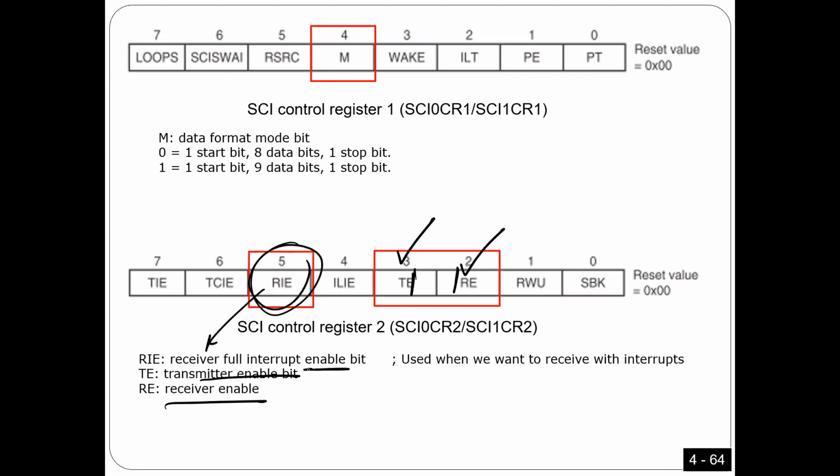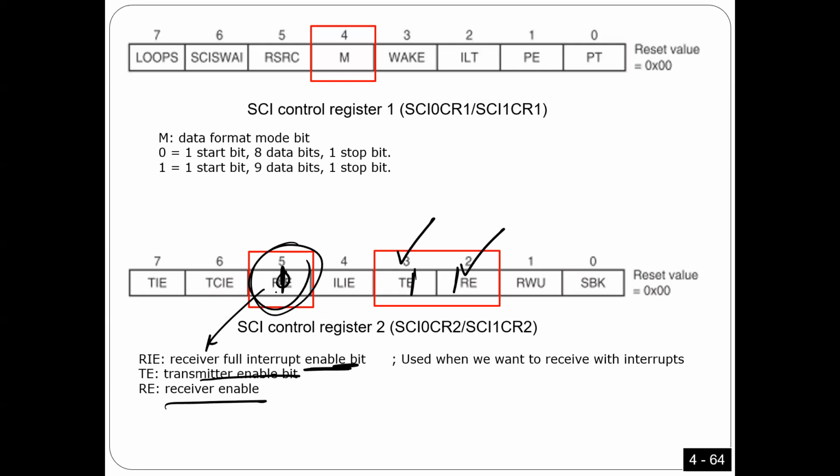Also, this one is the enable bit. You know, any interrupt, we have an enable bit. We had an enable bit in IRQ, RTI, in the timer system. Every interrupt we're gonna have an enable bit. So it's the same thing here. So if you want to disable the receiver interrupts, you just put 0 here, or you put 1 here to enable.